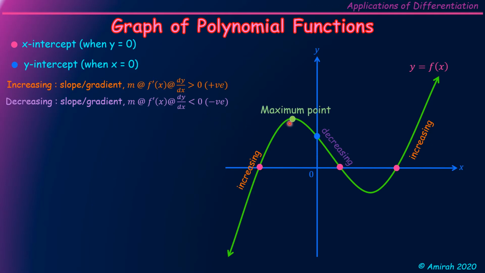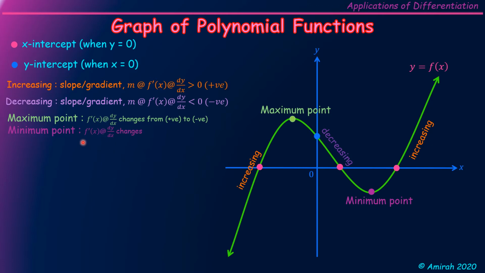And this is maximum point. Maximum point happens when the first derivative changes from positive value to negative value, or in other words, when the slope changes from increasing to decreasing. This is called minimum point. Minimum point happens when the first derivative changes from negative value to positive value, or in other words, when the slope changes from decreasing to increasing.